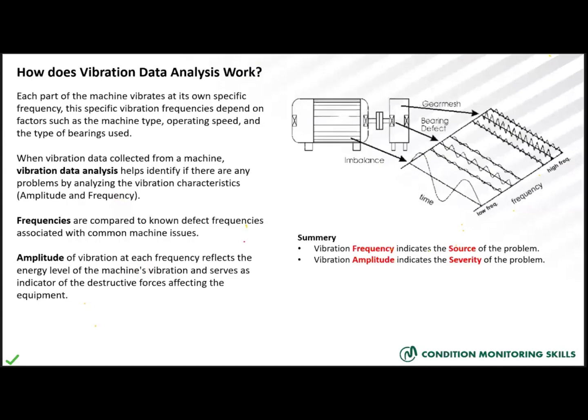So what is the importance of analyzing the frequency and amplitude? Frequencies are compared to known defects, which means each is always associated with common machine issues. We know that such issues happen at low frequency. Other issues, like bearing defects, happen at mid to high frequency. Gear mesh problems happen at high frequency, and so on. Unbalance is at low frequency, the running speed of the machine, and so on.